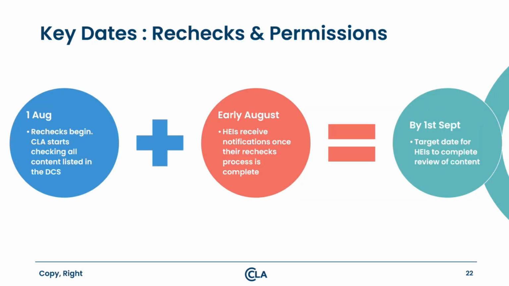And here is a summary of those key dates. 1st of August, rechecks begin, so that is tomorrow. And then early August, you will receive notifications once your rechecks process is complete. And by the 1st of September, it is hoped that you as HEIs will have completed the review of your content.